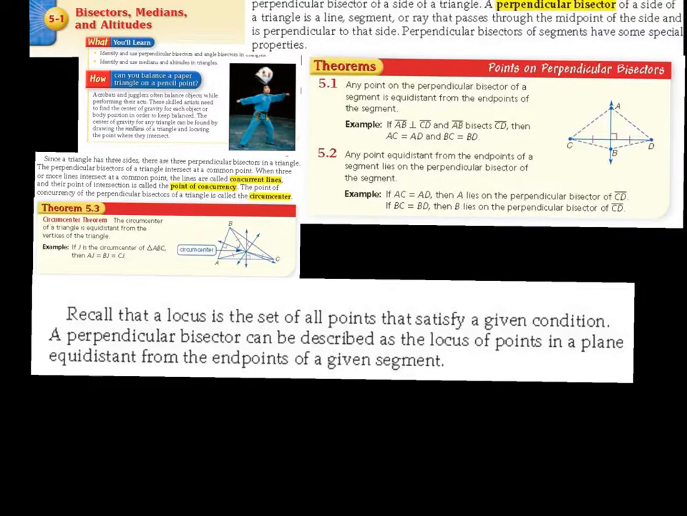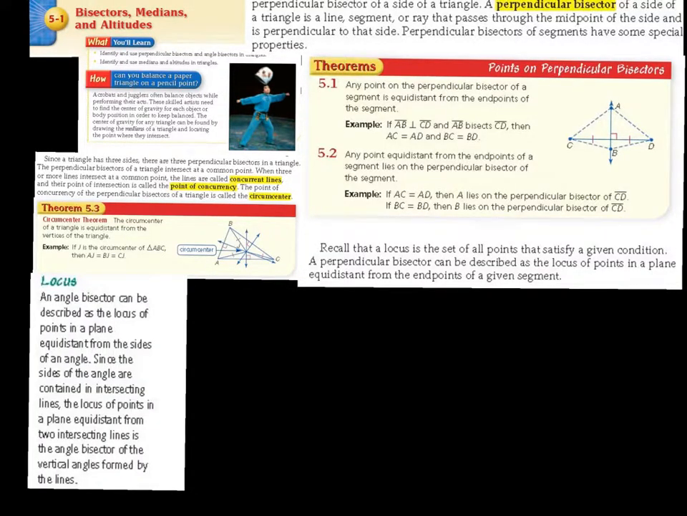The perpendicular bisector can be described as a locus of points in a plane that are equidistant from the endpoints of a given segment. An angle bisector can be described as a locus of points in a plane equidistant from the sides of an angle. Since the sides of an angle are contained in intersecting lines, the locus in a plane equidistant from two intersecting lines is the angle bisector of the vertical angles formed by the lines.